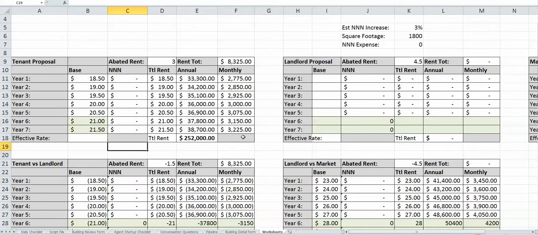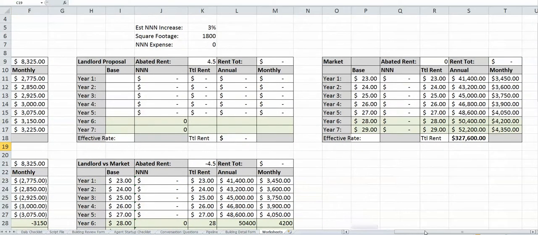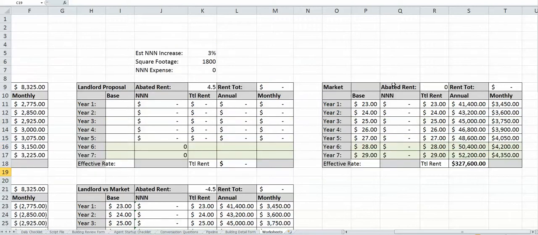Now, if you're looking at that and thinking, is this as aggressive as we can get? Let's take a look at what the market's actually charging right now for this space. They're wanting to start at $23. And we're looking at this box right here. Okay, so instead of 27.75 for year one, they want to start at 34.50. That's the difference. So we're talking a substantial difference in where they're going to want to start as far as the market's concerned versus where we are.